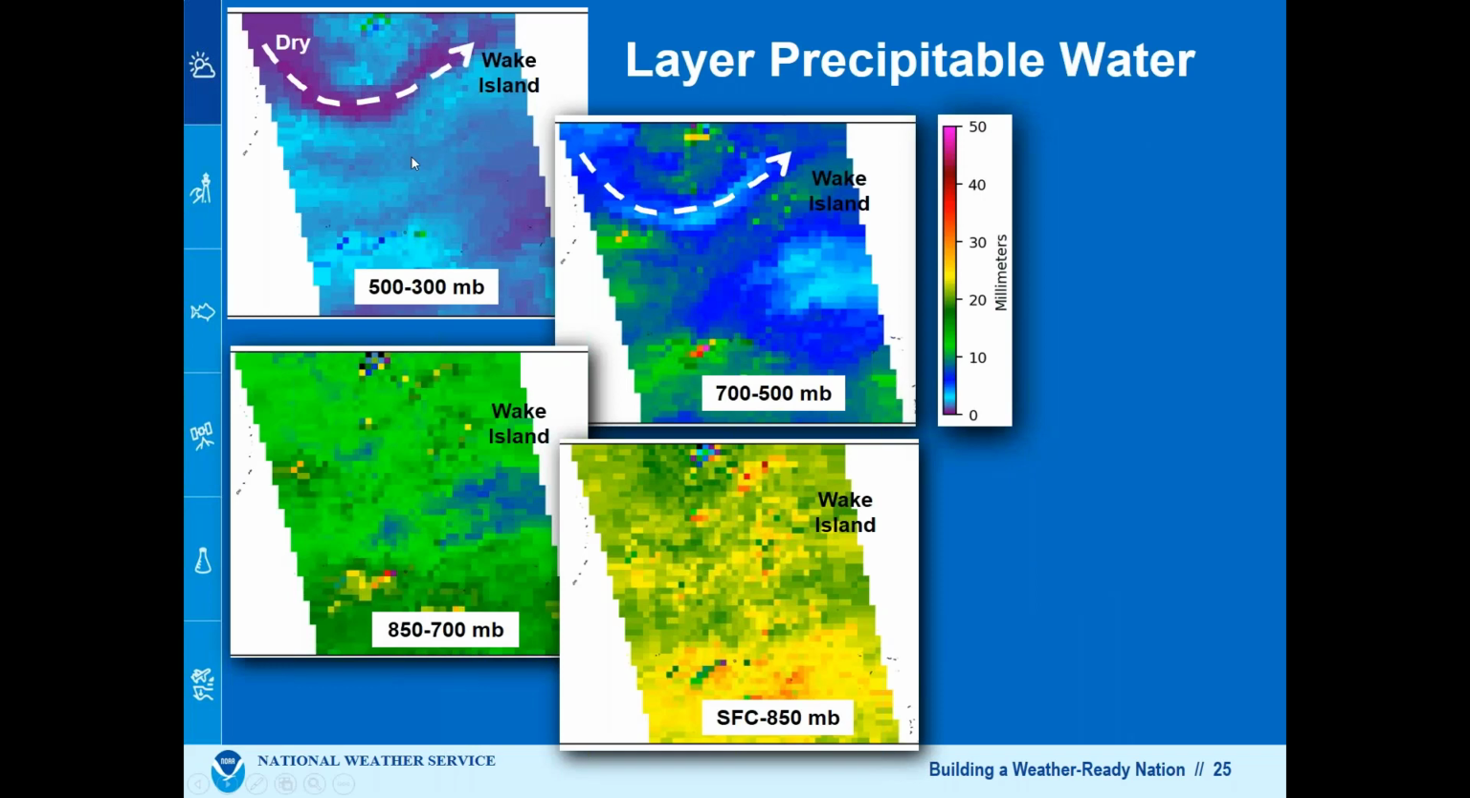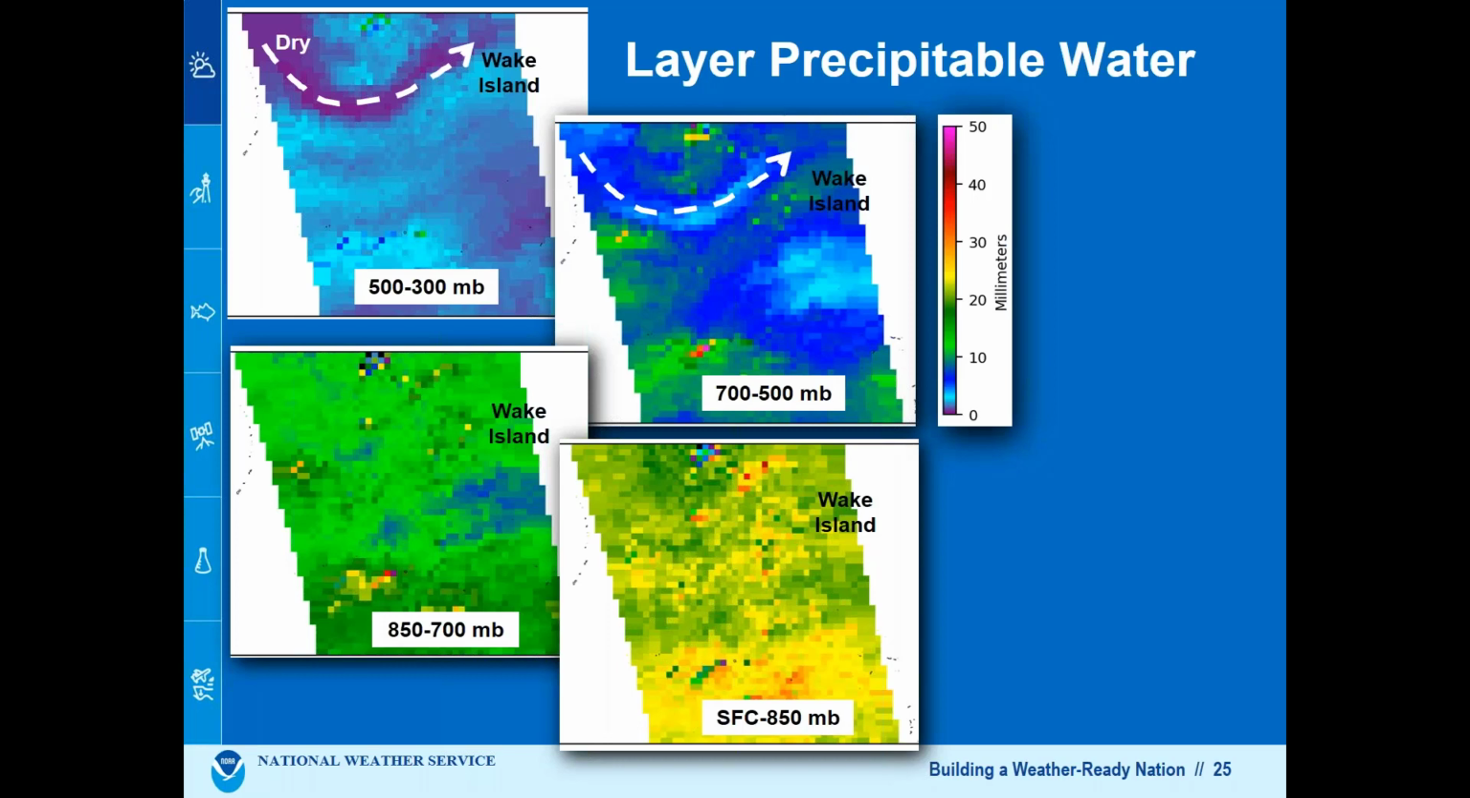So I've kind of arranged this with the higher atmosphere on the top and then the lower atmosphere on the bottom. It stands out, you see this little smiley face. This is that dry air that we noted in the water vapor imagery. This is seen all the way down to the 700 millibar level. So this is a very deep channel of dry air through the atmosphere.